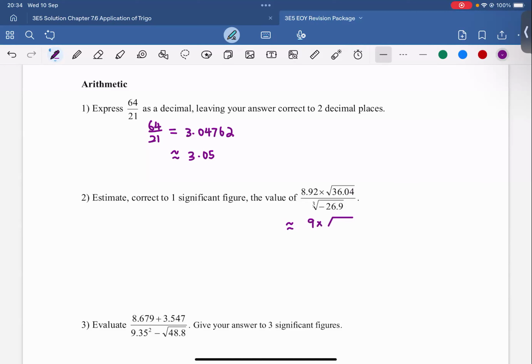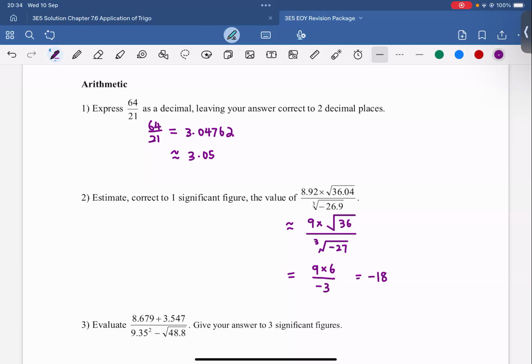36.04 estimate, you must choose a perfect square where you can square root, which is 36. And then this one you should choose a number that you can cube root. In this case, it should be -27. So you should be able to choose numbers such that you do not need a calculator to find it. Okay, so from here we know that square root 36 is actually 6 and cube root -27 is actually -3. Then this will give us -18.